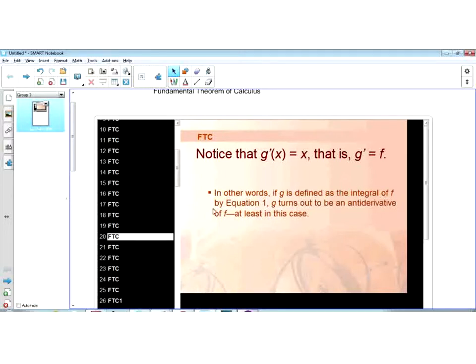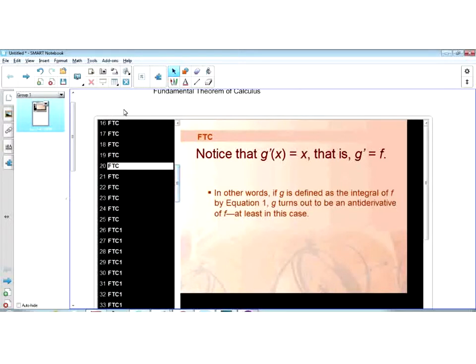If g is defined as the integral of f by equation 1, g turns out to be the antiderivative of f. So in this case, g is the antiderivative of f. If f is x, recall what the antiderivative of x is. The antiderivative of x, we have said, is x squared over 2 plus c, and we can take c to be 0 for a case where c is equal to 0. Right? For this function. May not be the case for other functions.